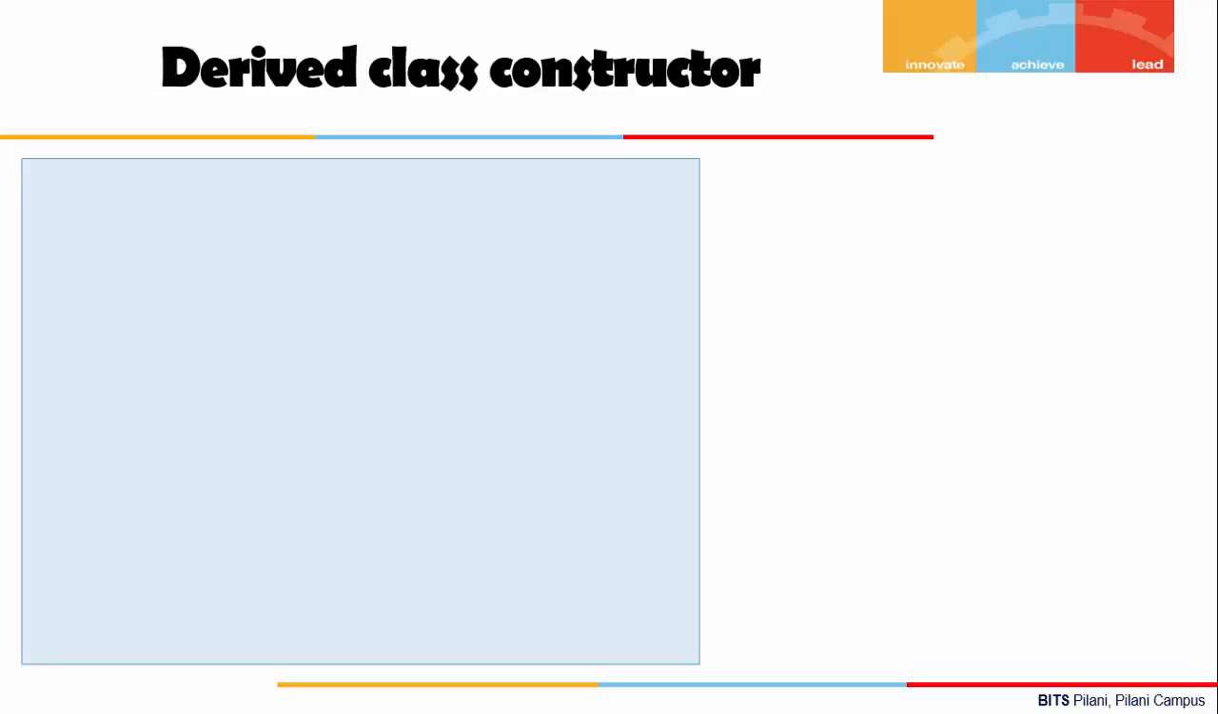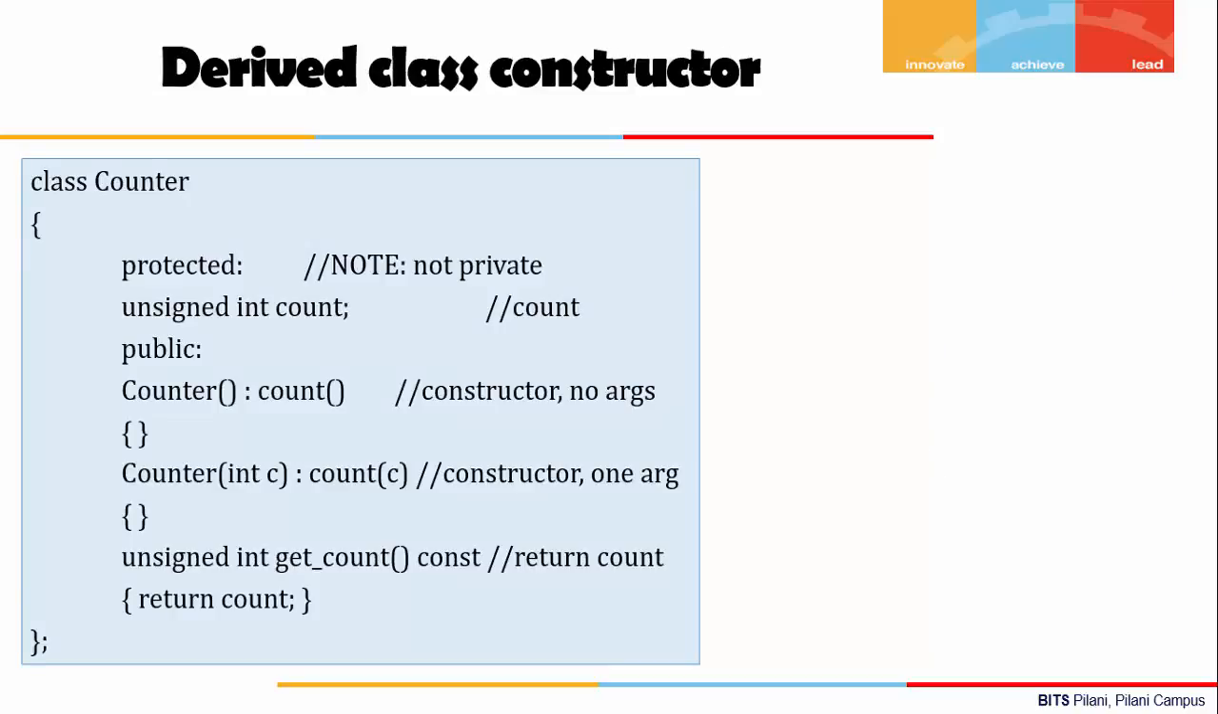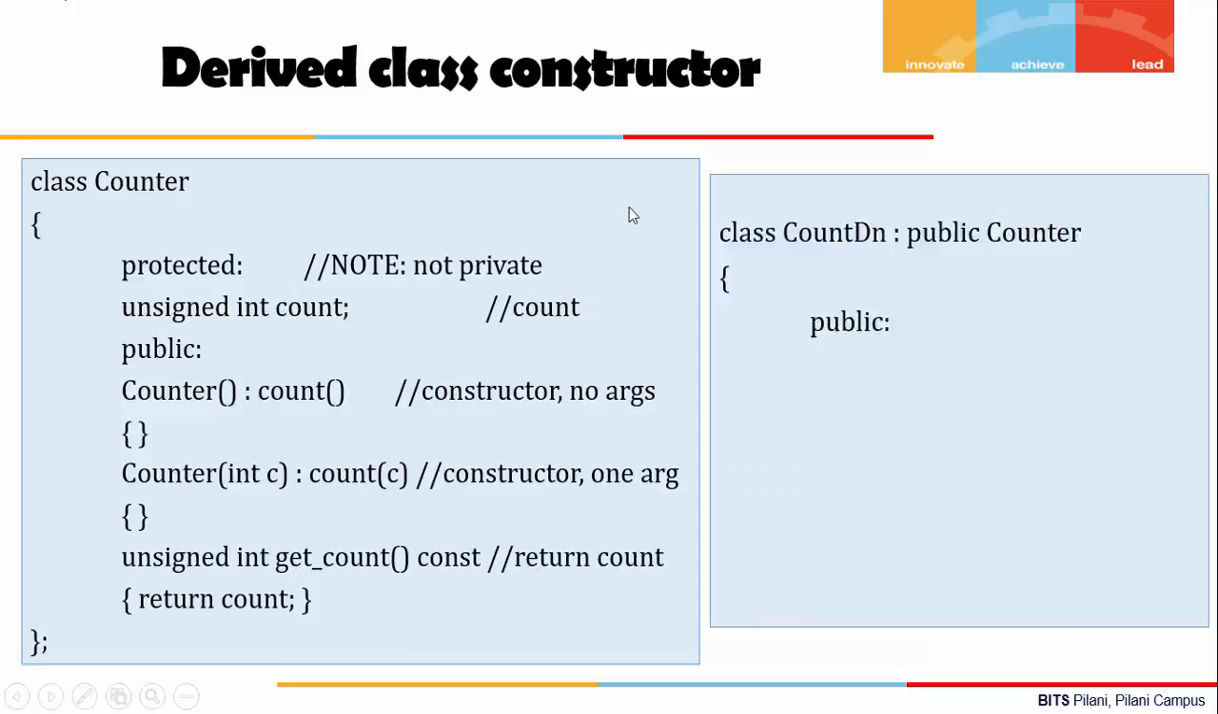Now, derived class constructors. So we have a counter class here. This is a class counter. We want to decrement the count. So we want to derive a new class from this class without modifying this class itself. So a new class CountDn is created, which adds a decrement operator.